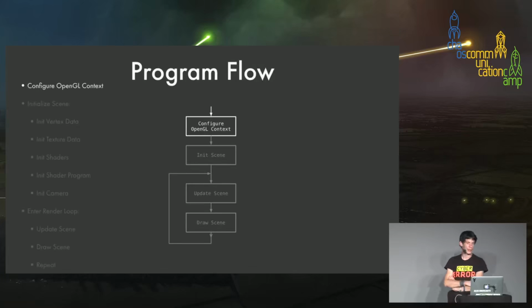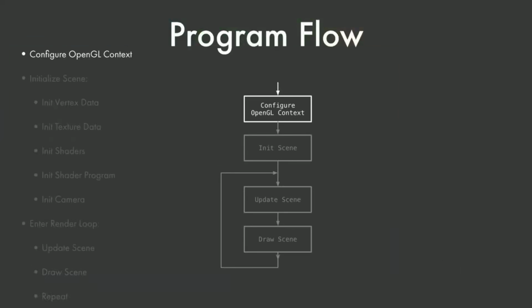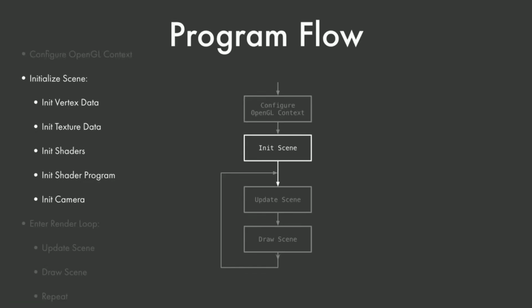So your OpenGL program has in general the following program flow. First, you need to configure the OpenGL context, which, again using EGL, just tells the machine the environment in which to run the OpenGL code. So that's all pretty boring. After you have your OpenGL context configured, you need to initialize your scene. And this has multiple steps.